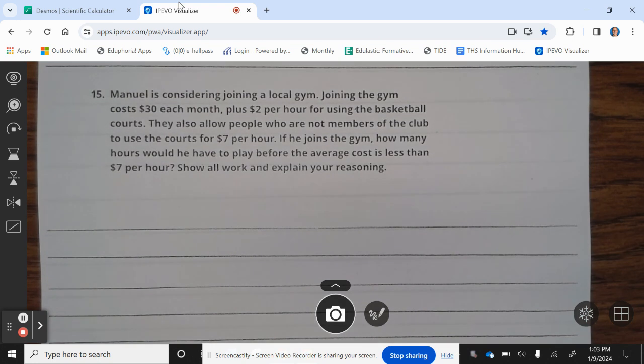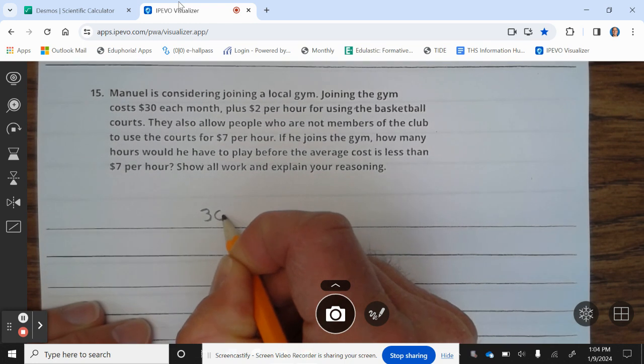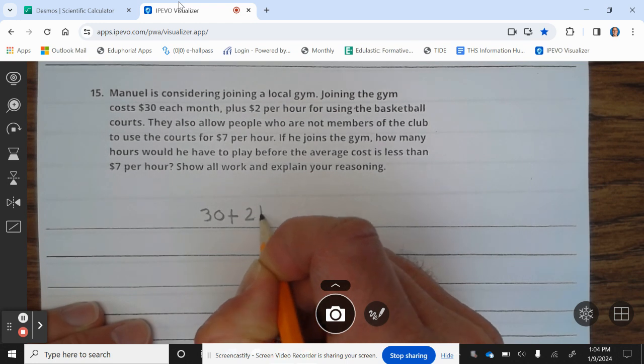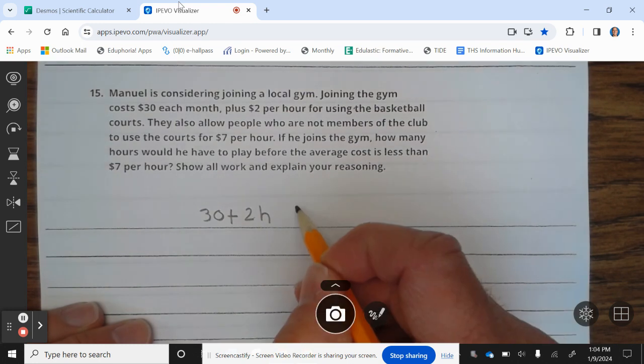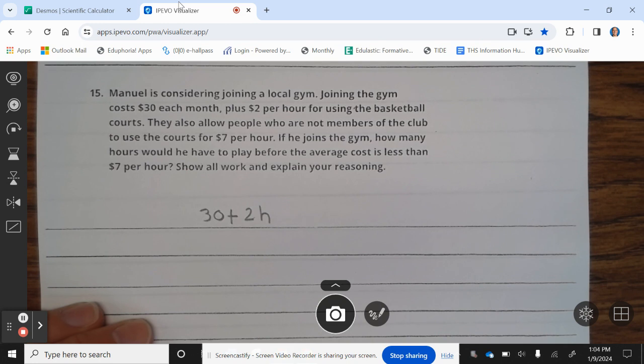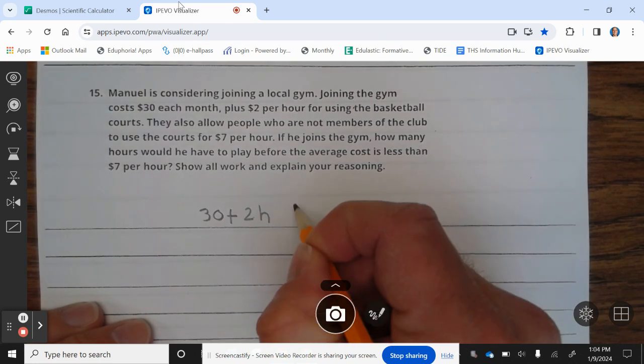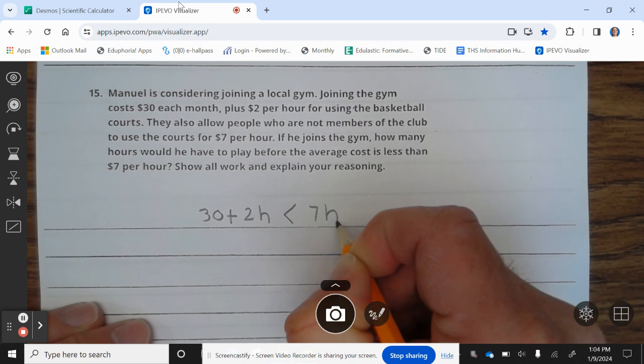15. Manuel is considering joining a local gym. Joining the gym costs $30 each month, plus $2 per hour for using the basketball courts. They also allow people who are not members of the club to use the courts for $7 per hour. If he joins the gym, how many hours would he have to play before the average cost is less than $7 per hour? So we have $30 plus $2 per hour, which is, we want to know when it's less than $7 per hour.